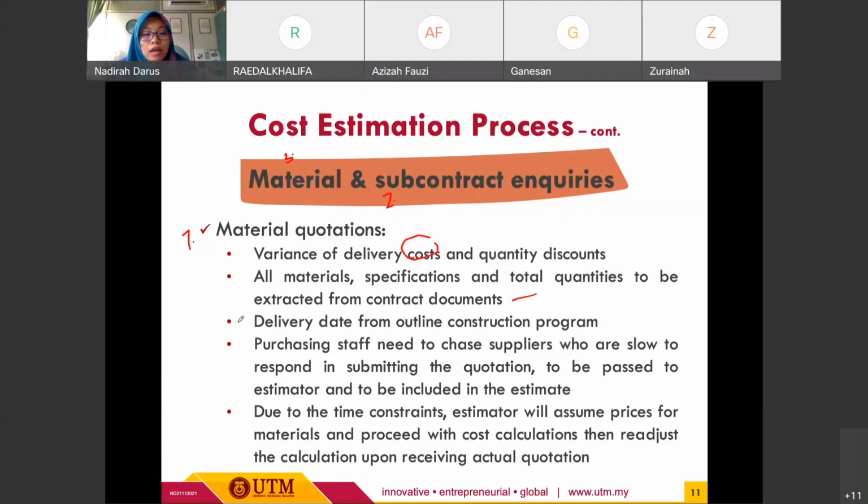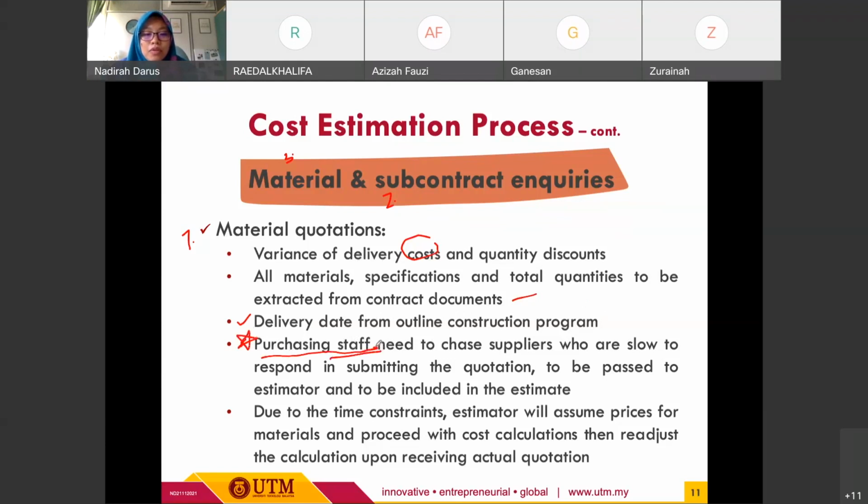And then we have delivery date from outline construction program. Here it relates to how the estimation will predict the delivery date for the project itself. And then in terms of the roles and responsibilities of the respective parties, here we have purchasing staff.